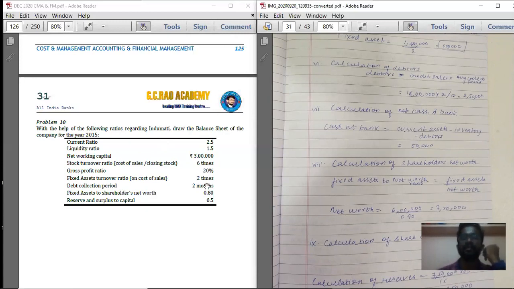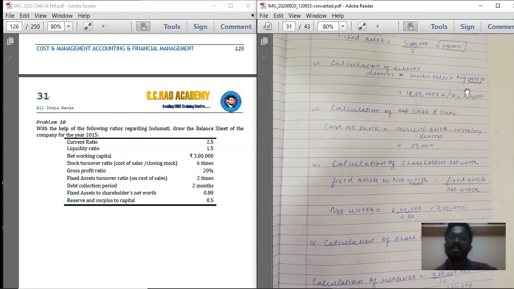What is the debt collection period formula? Calculation of debtors is equal to credit sales into average collection period. Here we are assuming entire sales as credit sales. Then entire sales into the debt collection period, 2 by 12, that is debtors. So below that, point number 6, calculation of debtors. Debtors is equal to credit sales into average collection period.